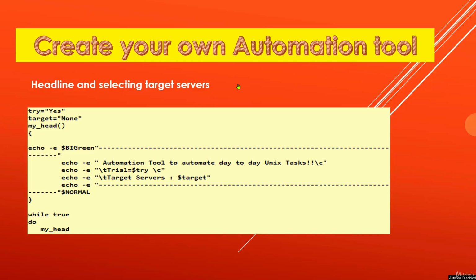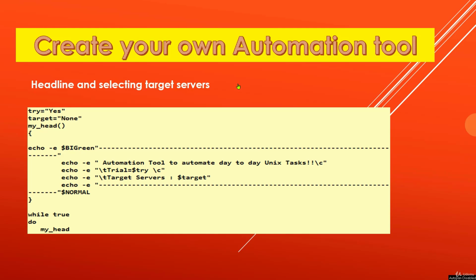So friends, we were discussing the designing of the front look of your automation tool. In the last few lectures, we have seen a lot of things. In this lecture, we would be understanding the headline and selecting the target servers. The target servers are basically the servers on which you have to perform the automation task. Suppose I have to create users on multiple servers. So the multiple servers would be your target servers, and user creation would be your automation task which you are going to perform on multiple servers.